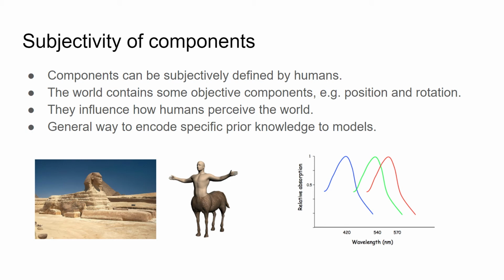Though the components are subjective, they are not random. They are defined according to how humans perceive the world. This means that some components are from the real world. They may be factors in physics, such as rotation and position. They influence human perceptions, but humans are going to decide the components. In the left example, we have Sphinx and the center. Though they are both created by compositional generalization, they have different components, one for face and the other for upper body. Another example is color.